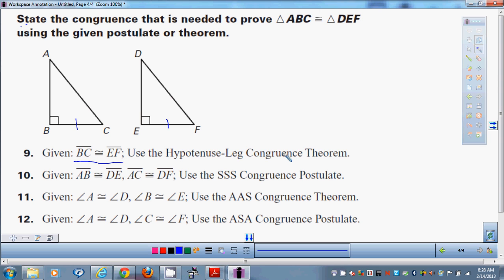It said hypotenuse leg congruence theorem, which is what Tripp kept telling me. And he said to use the hypotenuse leg congruence theorem, you need the hypotenuse. You need to know that AC is congruent to DF, which is how you would answer this. AC is congruent to DF. That's what you would need to know to show those triangles are congruent.